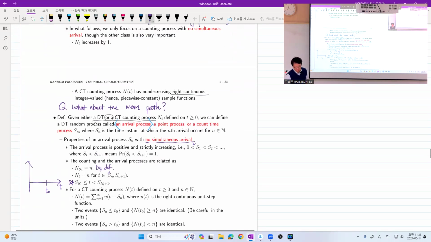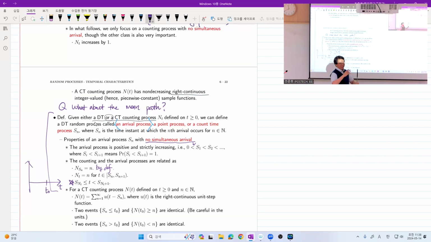And these are the most confusing parts. Suppose you evaluate the random process at S sub n. It's like you mix the counting process and the arrival time process. So the counting process evaluated at S sub n, the nth arrival. What does that mean? Of course, it's n, because by definition, S sub n means the nth arrival occurred, and by definition of our counting process, that is the value at that time. Got it?